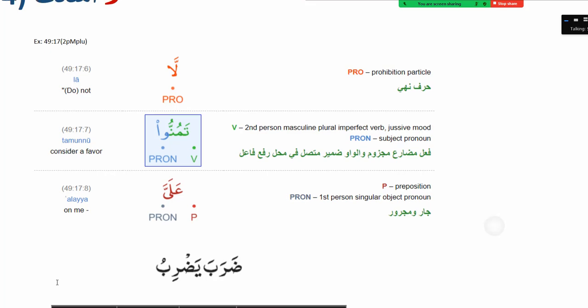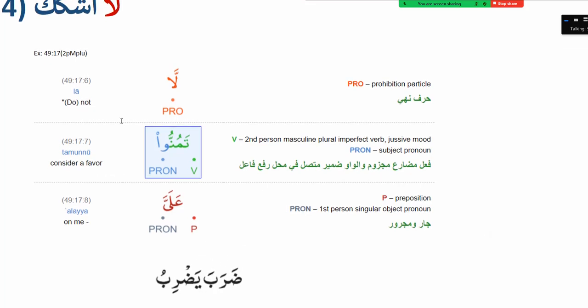And the examples for that are La tamunnu alayya. Do not consider a favor on me. So which is the double-lettered word? Al-fi'l and mudha'af in this ayah and nahi. La tamunnu. Okay, what was it before? What is happening here because of la of prohibition? Very good. MashaAllah, the noon is dropped. What was it before? MashaAllah. It was tamunnuna, right?